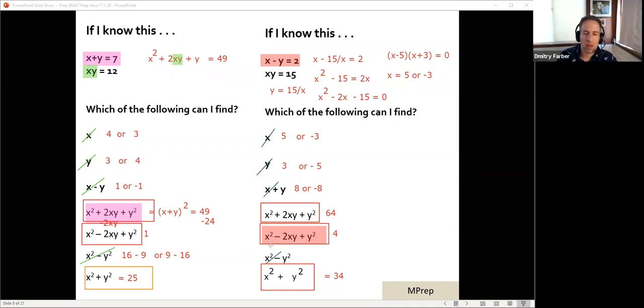In a case where they were both positive, I would actually be able to find this one too. So if my solutions were both positive, then I can know x plus y without knowing which was which, right? So I wouldn't necessarily have to worry about that. But when there's a positive and negative case, then even then I don't know what x plus y is. Okay, questions on that?